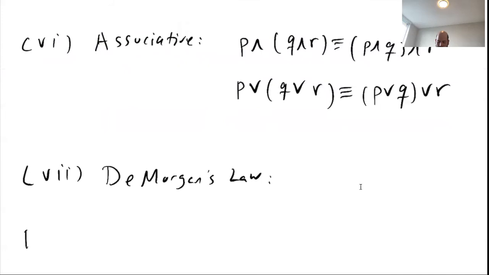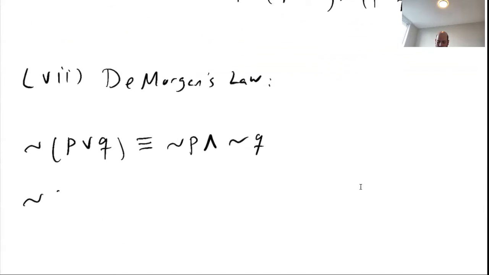So, negation of P disjunction Q is the same as negation P conjunction negation Q, and negation of P conjunction Q is the same as negation P disjunction negation Q.